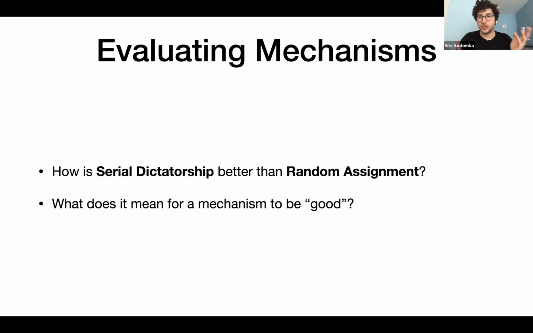Okay, so now we have these two different mechanisms that we've talked about. There's serial dictatorship, everybody line up and you choose your favorite book. And there is random assignment where everybody randomly gets a book. And the question is, which of these is better, or how is it better if you think that serial dictatorship is better? And this begs the question, what does it even mean for a mechanism to be good? And I saw some of you mentioned fairness in the chat. So, is there some notion of fairness that might be relevant? What does it actually mean to be good?